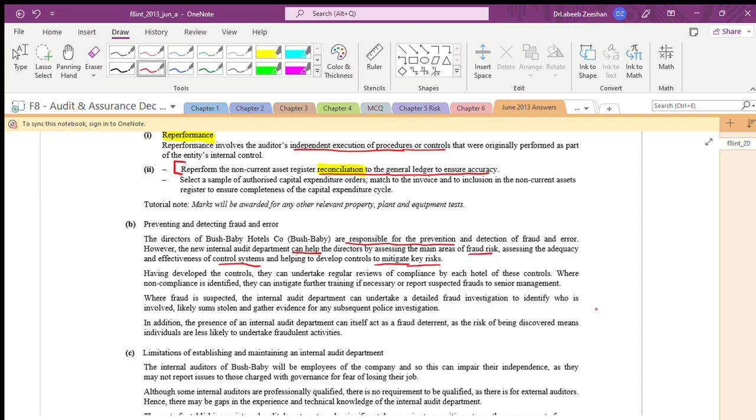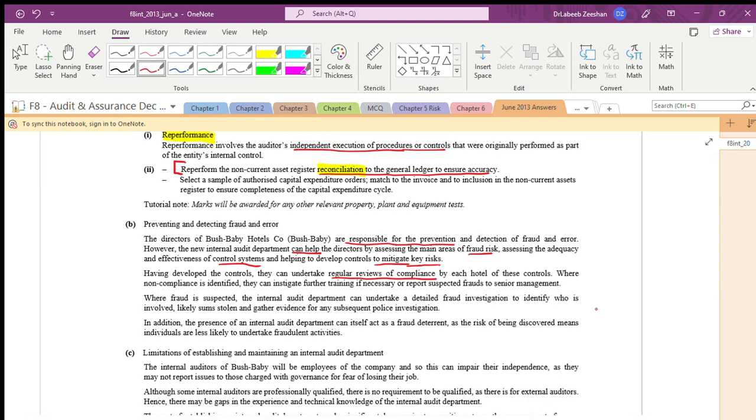The internal audit department helps the directors by assessing the main areas of fraud risk, and the adequacy and effectiveness of the internal control systems, to mitigate and reduce the risk. Having developed the controls, the internal audit department will undertake regular reviews of compliance.